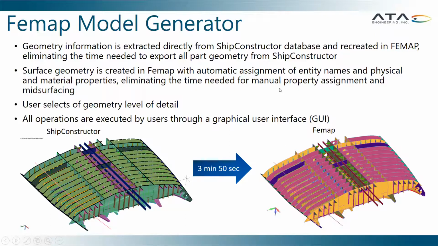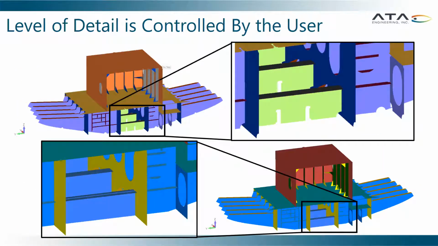Some of the other features we have on the geometry translator are the user can select the geometry level of detail, and we're now also executing all of this through a graphical user interface, or GUI. So I'll show you real quick what I mean by level of detail, and then we'll jump into Femap. This is an example of a ship model that's very kindly provided by the guys at ShipConstructor. This is the same model twice, but in one of them, I've included all of the detail. So in this one, you can see I've got some stiffener cutouts, I've got penetrations, I've got corner treatments, all that good stuff. And in the other model, I've just switched all that off. So it's exactly the same thing, but minus all of the detail.